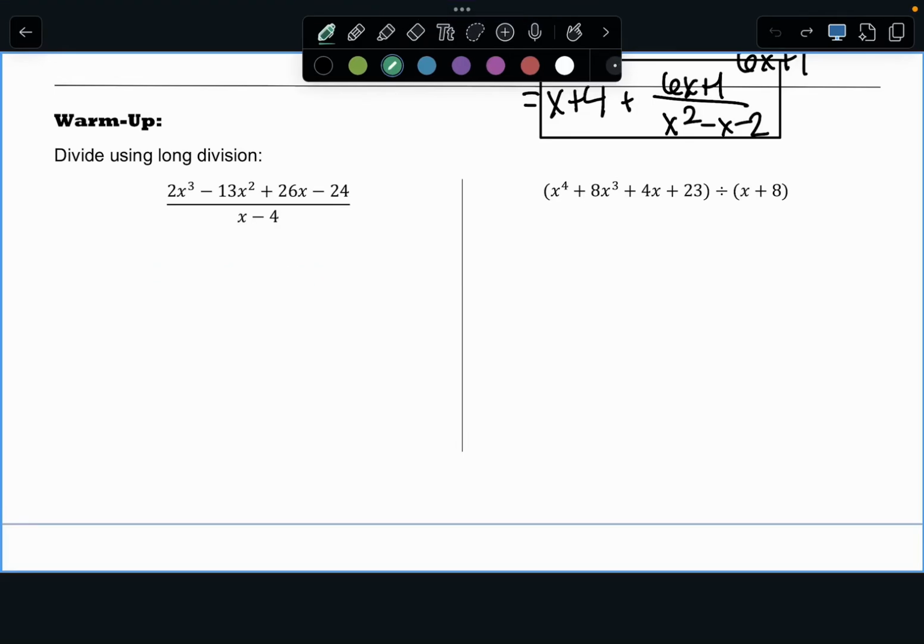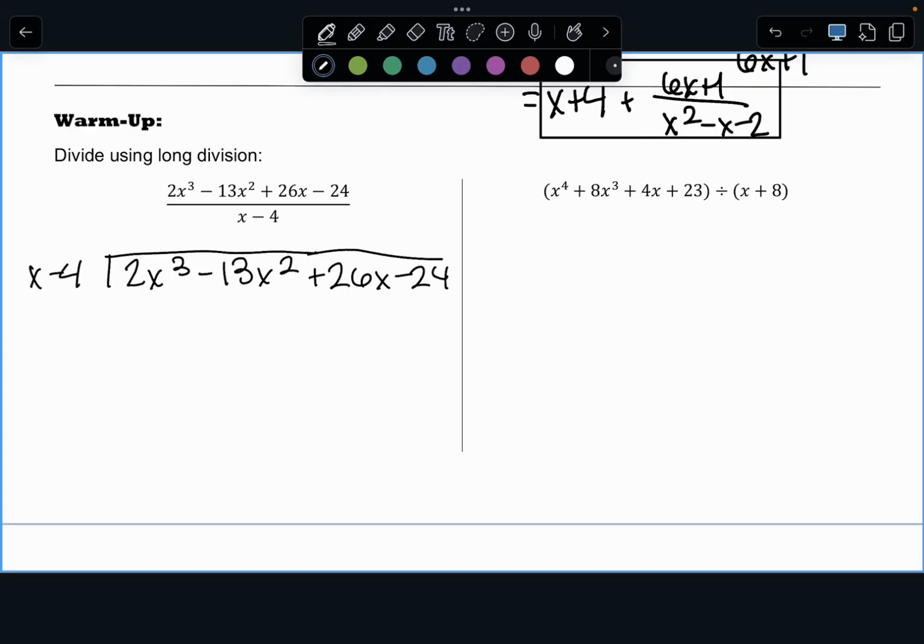My division symbol. Yeah, the top part. So the 2x cubed minus 13x squared plus 26x minus 24. And then the bottom piece on the left-hand side.